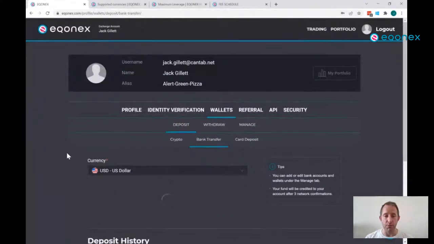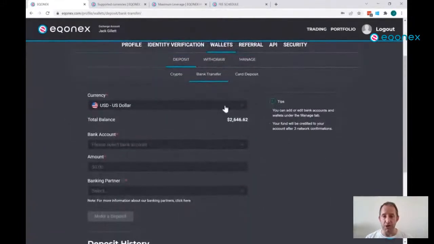Currently, we are only supporting US dollar deposits via bank transfers. You can come here and choose your bank account. I've already got my HSBC account set up, as you can see. And then we have a few different banking partners. This will be sent via the SWIFT network. So you need to have a dollar account that's able to send dollars through SWIFT if you want to use bank transfers at the moment.